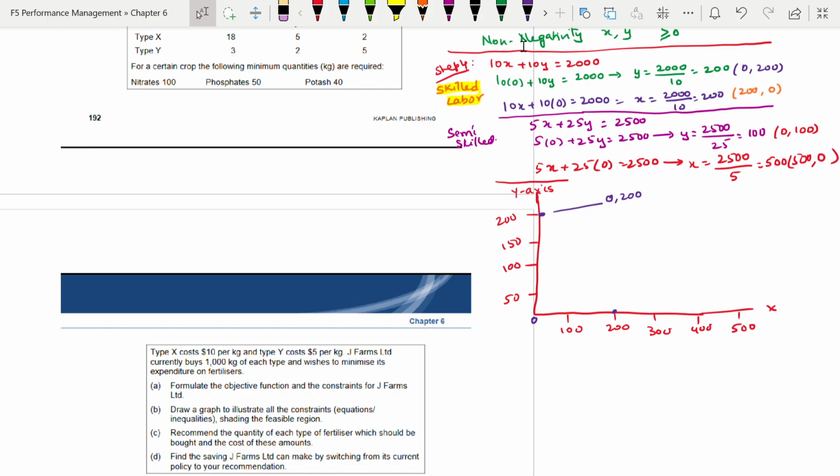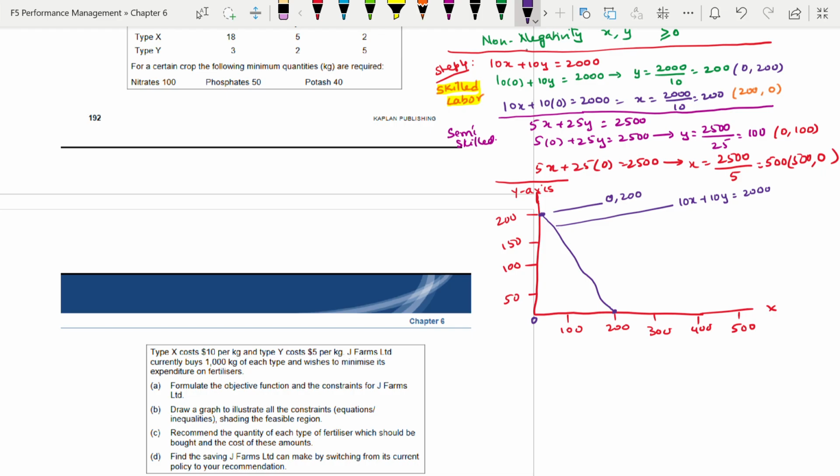You put this one, this you will join. I am putting it for your understanding. This is which equation? This is going to be 10x plus 10y equal to 2000.